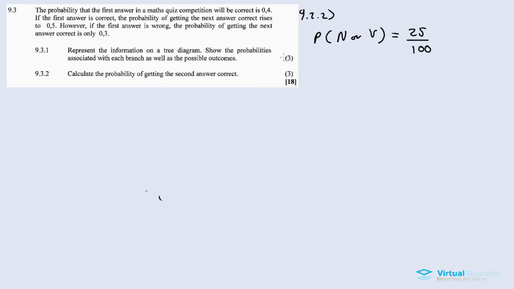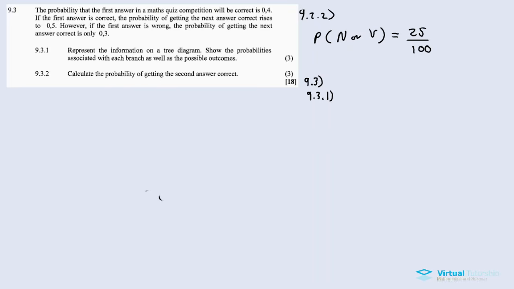However, if the first answer is wrong, the probability of getting the next answer correct is 0.3. So 9.3.1: represent the information on a tree diagram, show the probabilities associated with each branch as well as the possible outcomes. All right, let's start again.